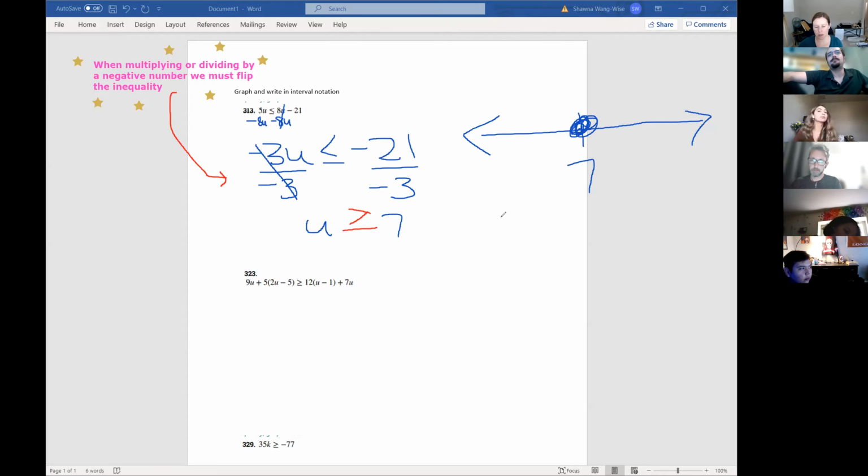So which way are we going to shade? Towards the right. The right, good. And that goes all the way up forever. Is it like a negative infinity or a positive infinity? It goes all the way up towards positive infinity.